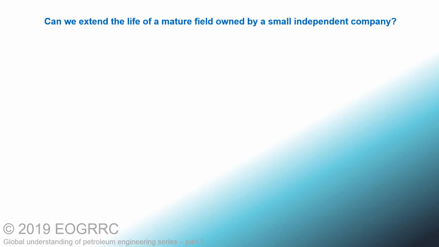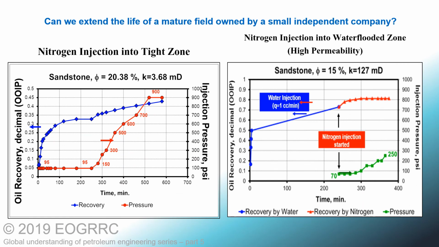Let's look at the EOR options of a small field owned by a small independent company. Can we extend the life of a mature field owned by a small independent company? Here's the experimental analysis. In the SAMA field, immiscible gas injection was carried out with nitrogen. We can see that when nitrogen was injected after the water injection, there was an improvement in oil recovery.